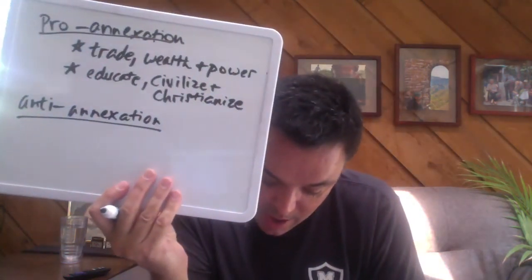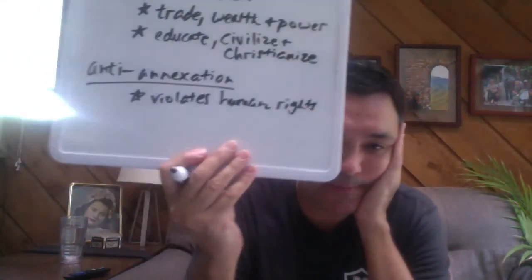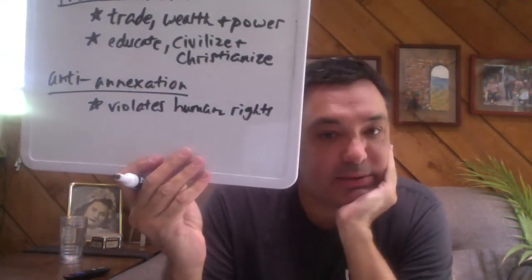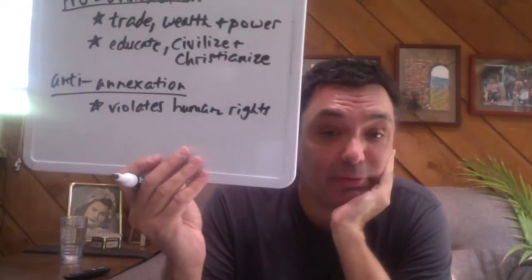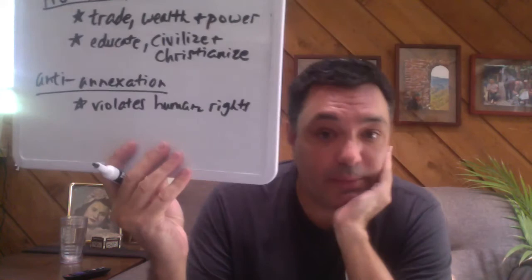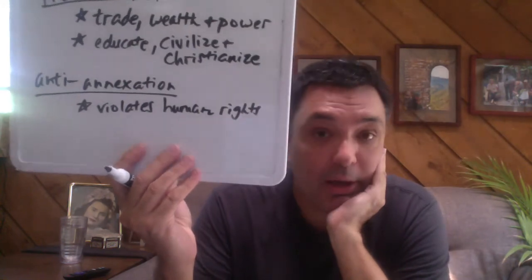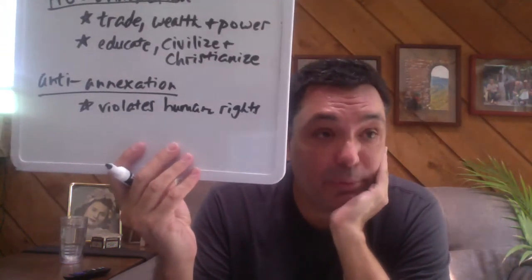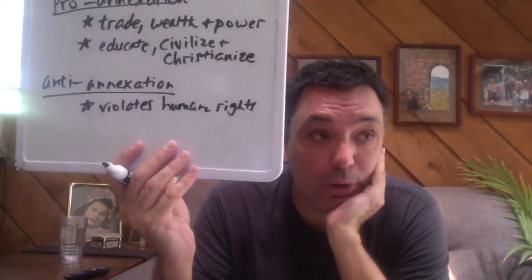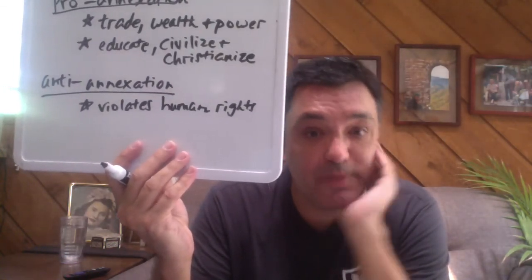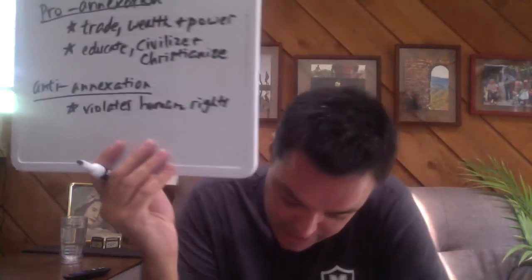Anti-annexation, one of the reasons that people were against it was that it violates human rights. Violates human rights. So what are human rights? One of them, there are many human rights, but let's just talk about the one that's most important for this. The right to be free, the right for self-determination. Self-determination means you can make determinations for yourself as a people. So people have a right not to be ruled by other people against their own will. It should be something that they agree to. And so that violates human rights.